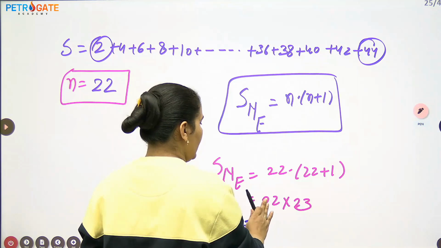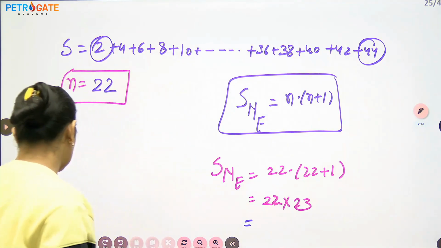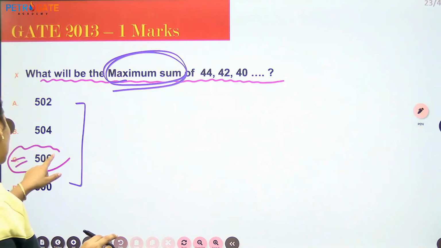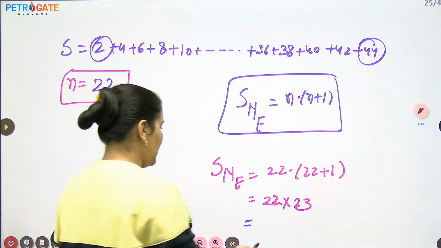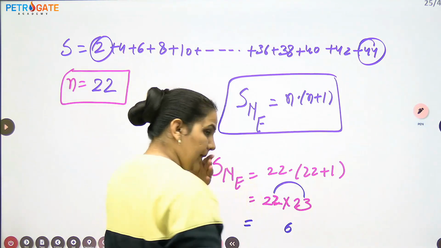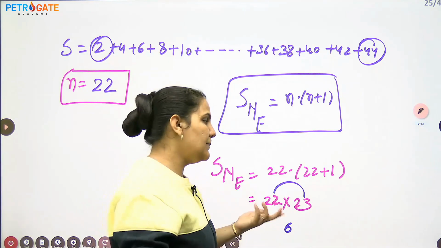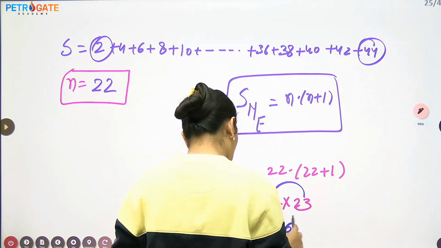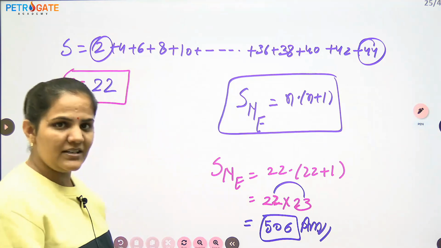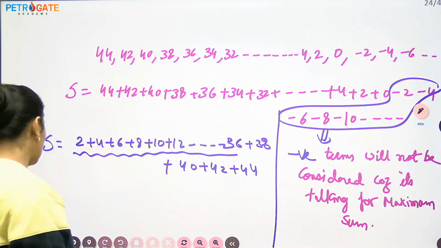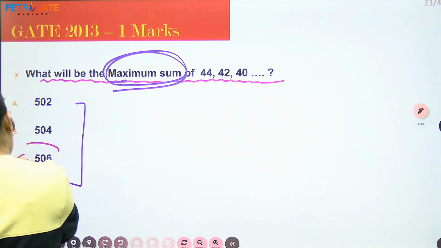Whenever I have to find 22 into 23 and I have 4 options, among those options only one contains a last digit of 6. That will be the answer, because 2 times 3 is 6, so it will end in 6. So I can directly write it down. If you want to multiply, you can definitely do that. I am talking about the trick only. We can directly approach with the last digit, called the unit digit. I will tell you the concept of unit digit later, and we will discuss it in a very effective and easy manner.